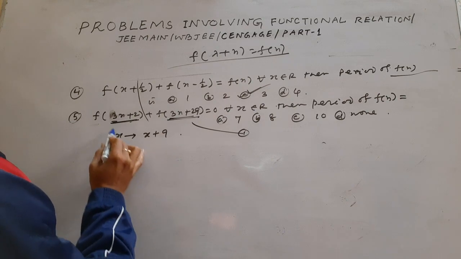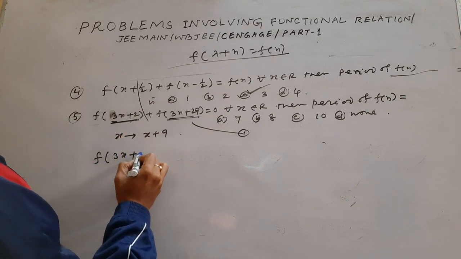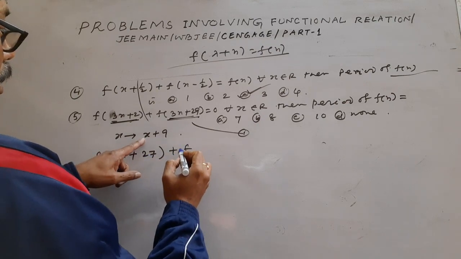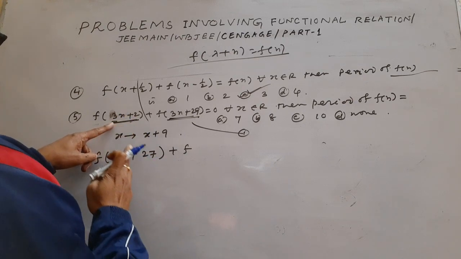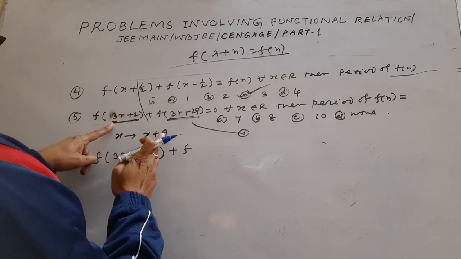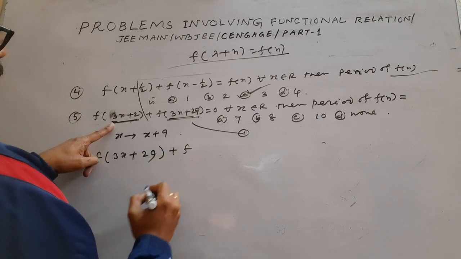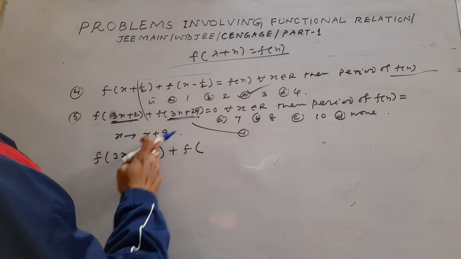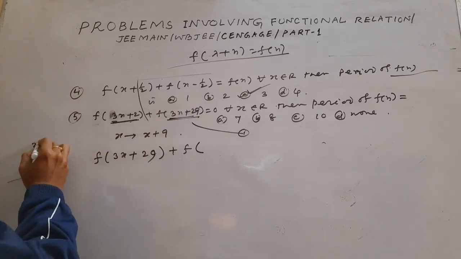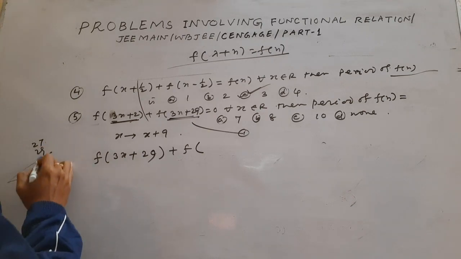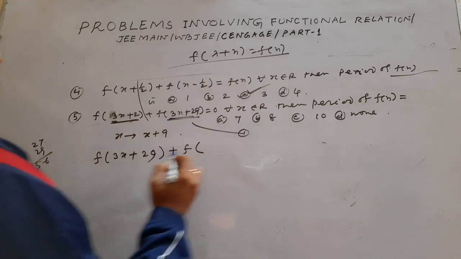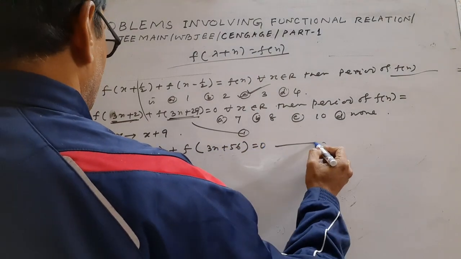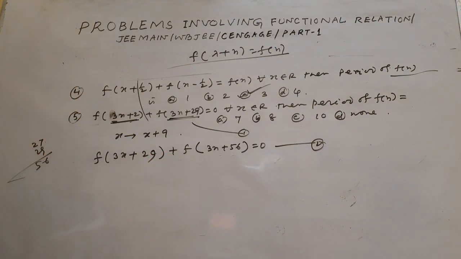What are we getting? f(3x plus 27 plus 2, that is 29) plus f(3x plus 27 plus 29, that is 3x plus 56) equals 0. So this is equation number 2.